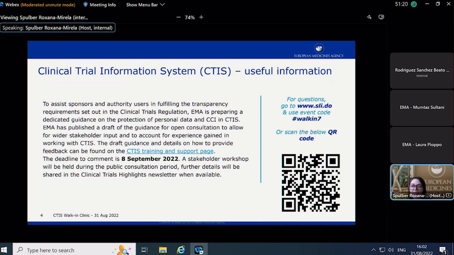The draft guidance and the details on how to provide feedback can be found on the CTIS training and support page. The deadline to comment is 8 September 2022. A stakeholder workshop will be held during the public consultation period. Further details will be shared in the Clinical Trials Highlights newsletter when available.